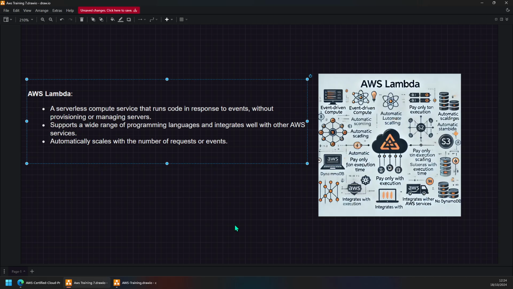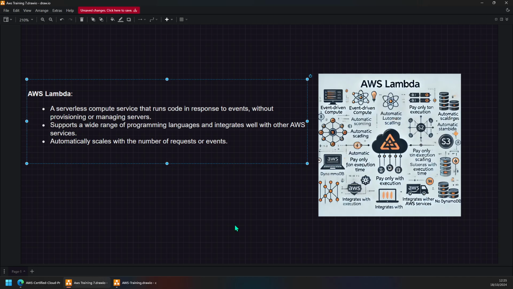Lambda is a serverless compute service that runs code in response to events without provisioning or managing any servers. So you don't really have to provision or manage servers. You just have to go to the Amazon AWS console, type Lambda, and you will get to an interface. I'll show you in the hands-on.